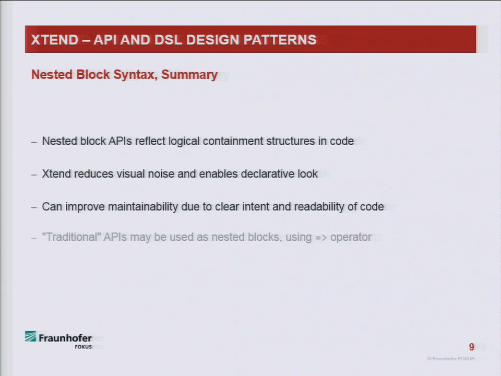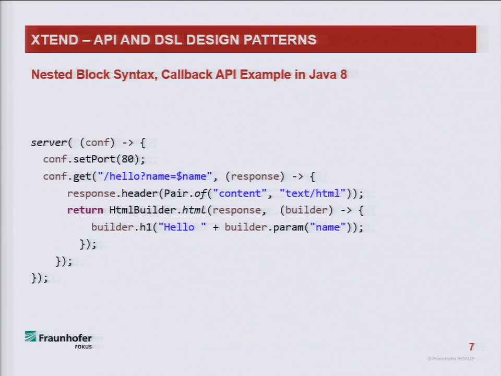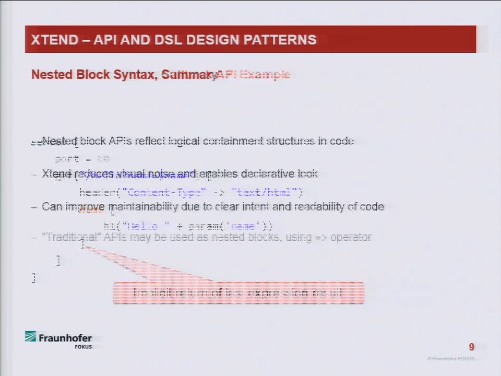So these nested blocks reflect logical containment structures in code. And it can reduce visual noise and looks kind of declarative. And you don't do stuff one after another, like you create an object and then you set something on the object, but you really nest things in the way that they're used. And it can improve maintainability, because what you see here can be more clear than this version, I think.